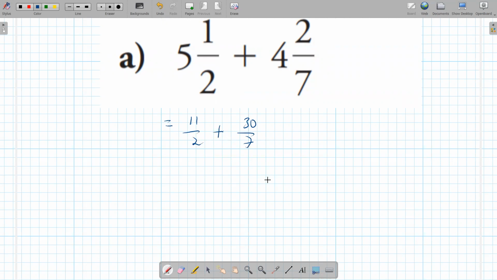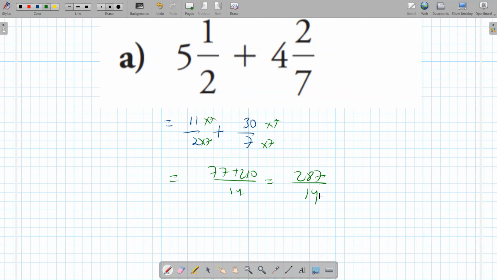The common denominator is 14. So you would do 2 times 7 and 7 times 2. So 7, 7, 7, 7, yeah. Then you get 77 plus 210 over 14. You get 287 over 14.